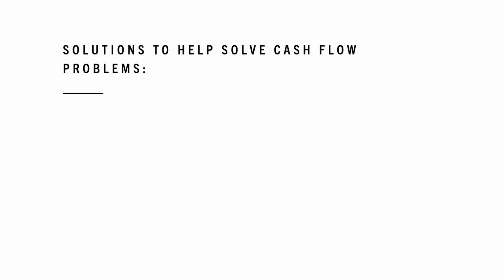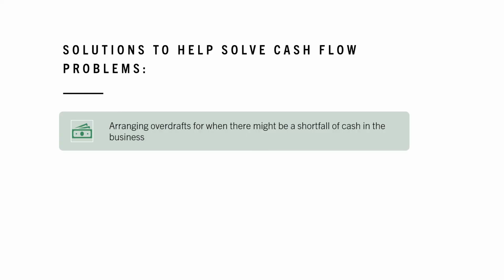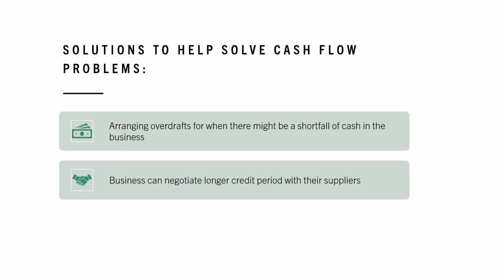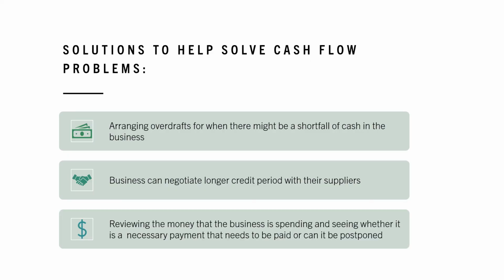Here are some solutions that they can have to solve cash flow problems. One is they can arrange an overdraft for when there might be a shortfall of cash in the business. The businesses can negotiate longer periods with their suppliers if they're able to, and review money that the business is spending and see whether it is a necessary payment to make or whether that payment can be postponed to later on.